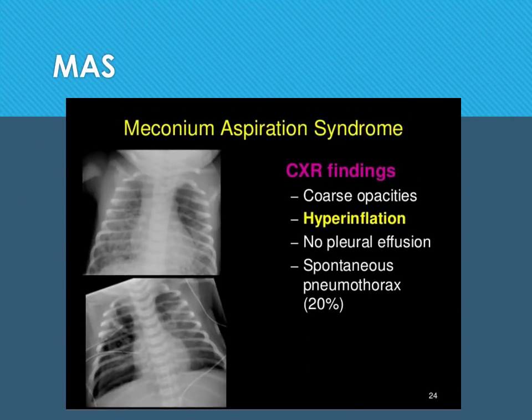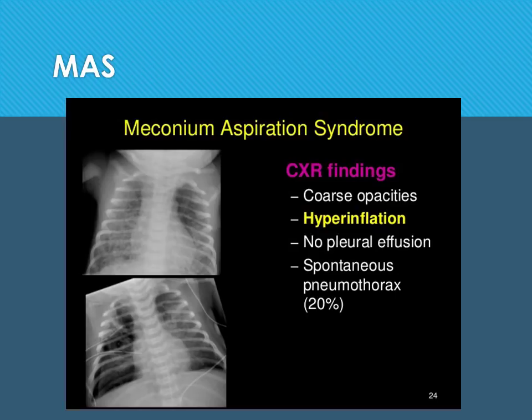Here we can see x-rays of meconium aspiration syndrome. So once again, we see that hyperinflation, which means that the diaphragms are really flattened. I would expect those diaphragms to be a little bit more domed in a normal infant. We can see on that top image those coarse opacities, so all throughout the lung fields, there's some coarse opacities. I can see a little bit of linear streaking in those.